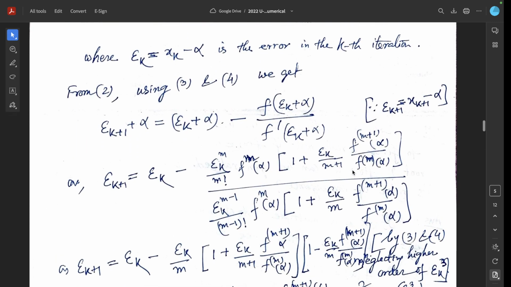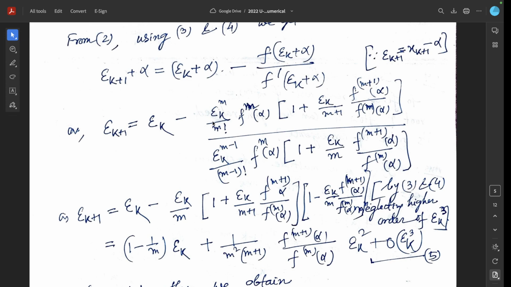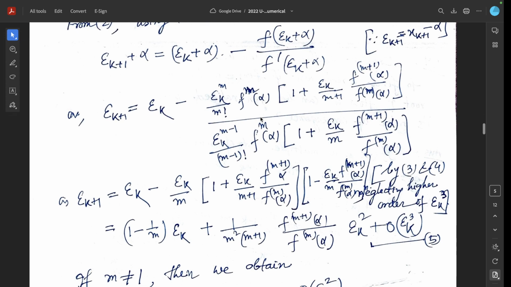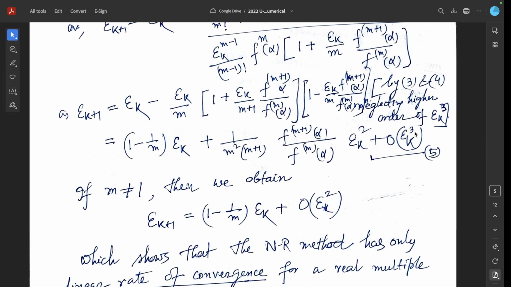Now from 2 we get epsilon k plus 1 plus alpha equal to epsilon k plus alpha minus f of (epsilon k plus alpha) divided by f dash of (epsilon k plus alpha). After simplification, taking the common term epsilon k to the power m by m factorial times the mth derivative at alpha, and after cancellation we get epsilon k by m, and the denominator is 1 plus this term, so 1 minus this term. After multiplying and neglecting the higher order terms of epsilon k, after simplification we get this term.